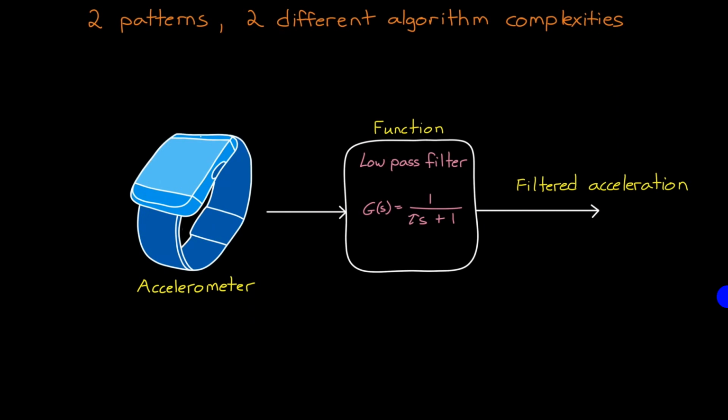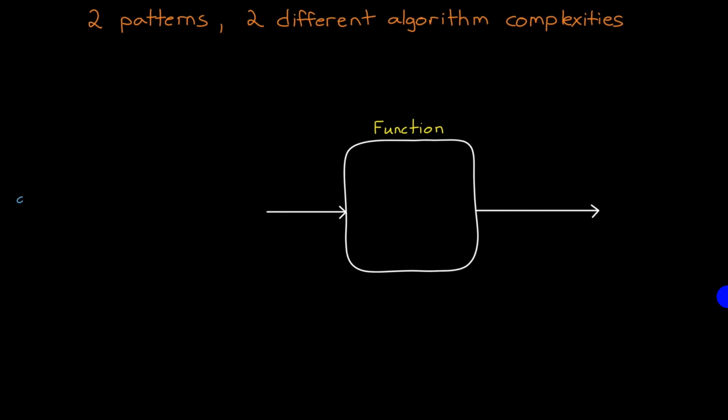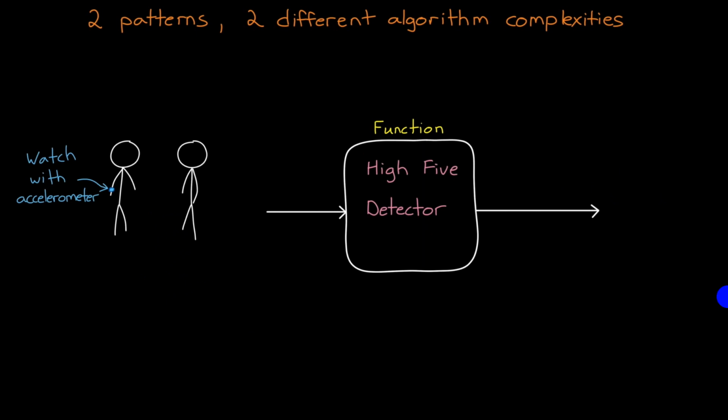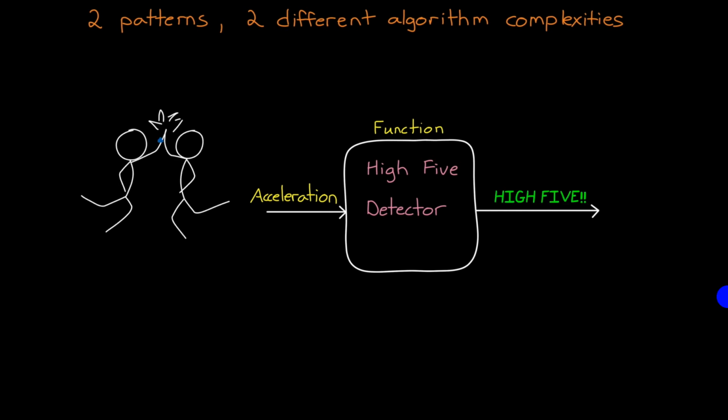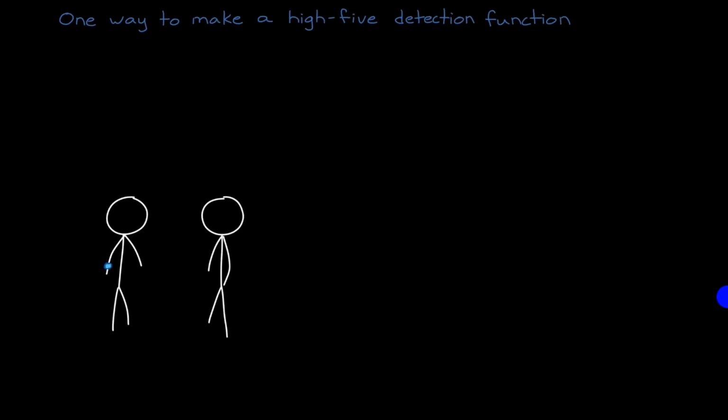But now let's look at a case where the pattern we're looking for is more abstract. Perhaps we want to use the accelerometer to determine when the user high-fives someone. In this case, the input into our function is still acceleration, the exact same data as before, but the output is a flag that is set when a high-five pattern is detected. The function that does this classification is decidedly more complex than a simple low-pass filter, because the pattern it's looking for is more complex.